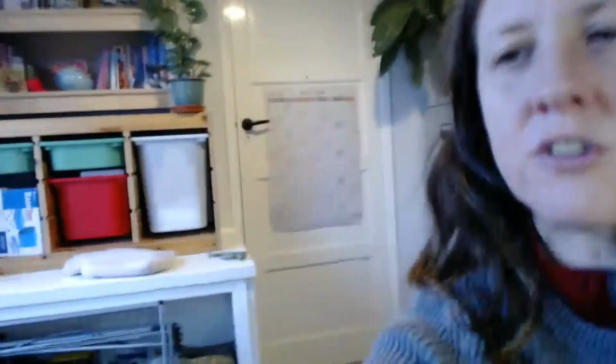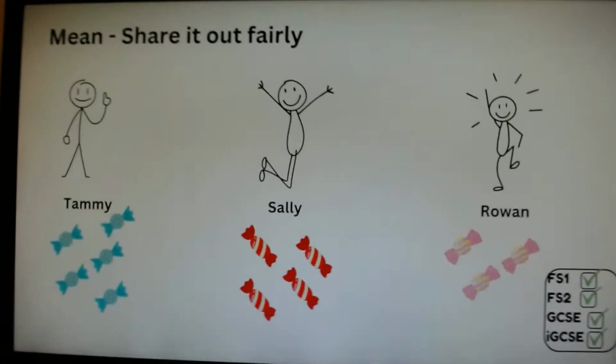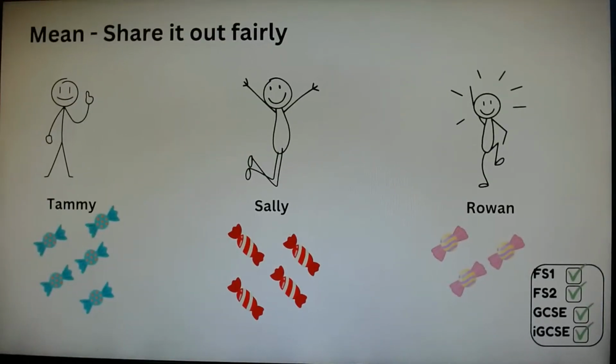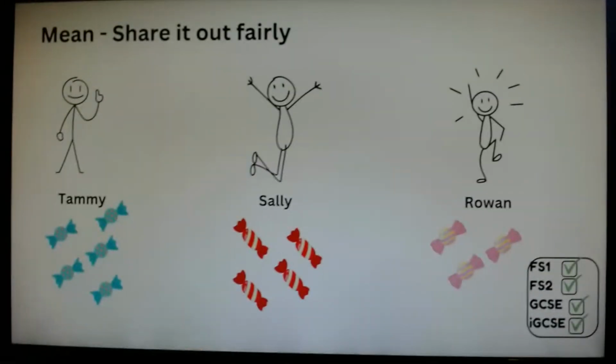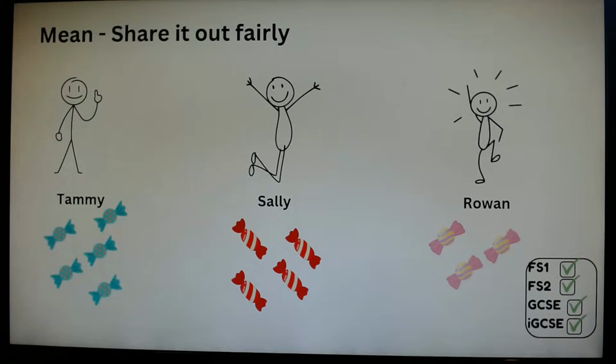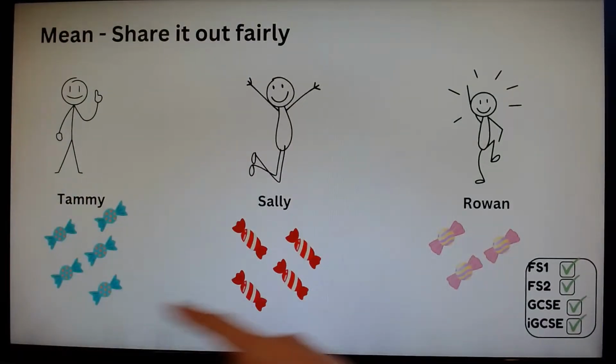So I'm going to show you this. I've got 3 people: Tammy, Sally, and Rowan. Tammy has got 5 sweets. It doesn't matter what colour sweets they are, it's just to show you who's got what. Tammy's got 5 sweets, Sally's got 4 sweets, Rowan's got 3 sweets. I want you to find the mean number of sweets. How many would each of them have if you shared them out fairly? It's quite a good question.